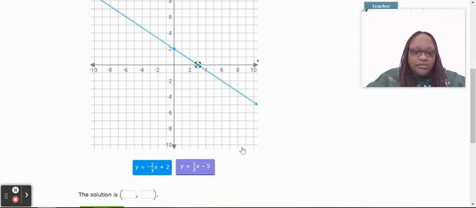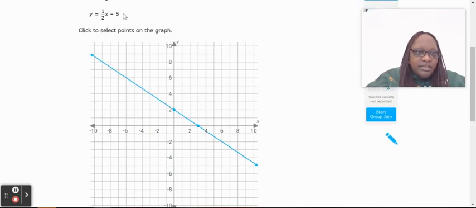Now for the next equation, my starting point is negative 5 on the y-axis. Y-intercept, y-axis. And then my slope is 1 over 2. So I go up 1 space and 2 to the right.